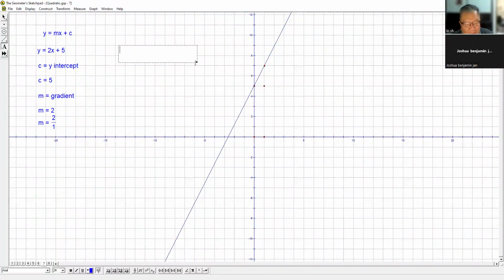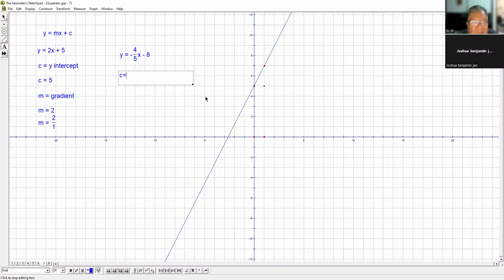Let's say y equals to negative four over five x minus 8, something like that. Can you draw this line? Y equals to negative 4 over 5x minus 8. Where to start? Can you tell me? Minus 8. Very good.